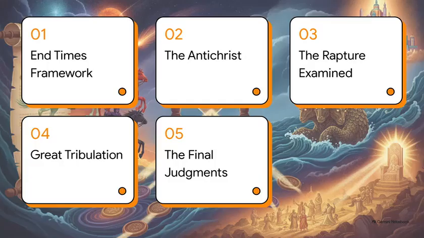Here is the roadmap for our study. We're going to cover 1. The end times framework, 2. Identifying the Antichrist, 3. The rapture examined, 4. The Great Tribulation, and 5. The final judgments. This chronological map is going to calmly take what is honestly a very dense timeline and make it completely clear.